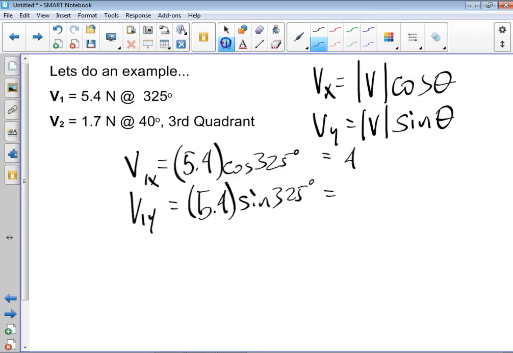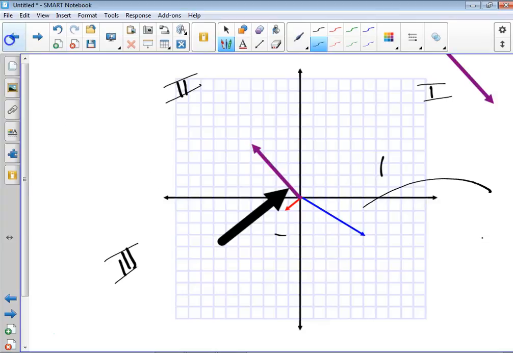So I get an x component of 4.423 newtons and a y component of negative 3.097 newtons. Now, notice the y component automatically came out to be negative, which makes sense because you'll remember that vector is down here in the fourth quadrant where we have positive x's and negative y's.